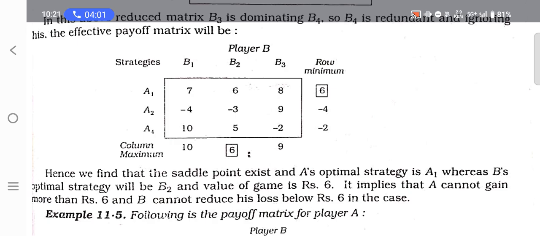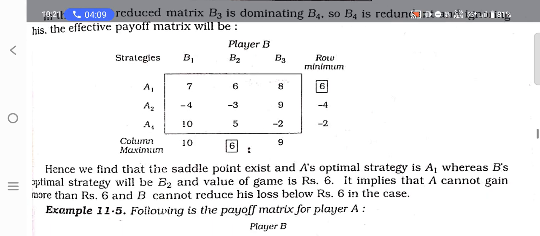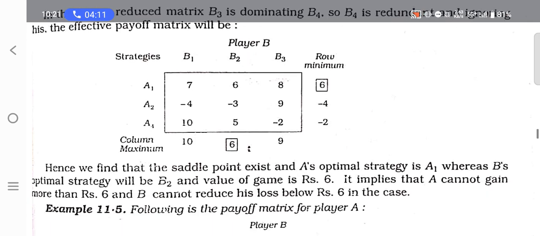Hence we find that the saddle point exists, and A's optimal strategy is A1, whereas B's optimal strategy is B2. The value of the game is 6. So it implies that A cannot gain more than 6 and B cannot reduce its loss below rupees 6 in that case. Okay, thank you.